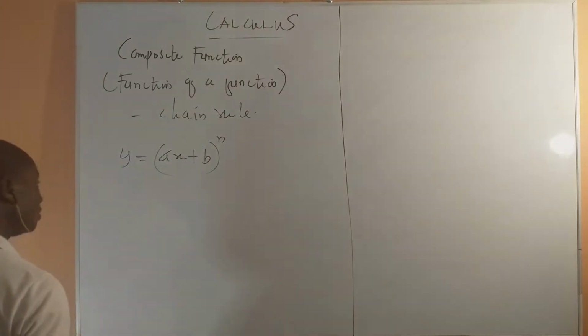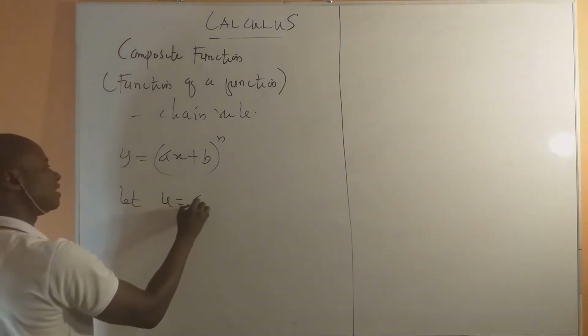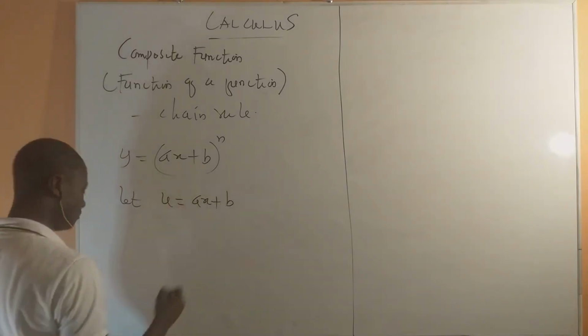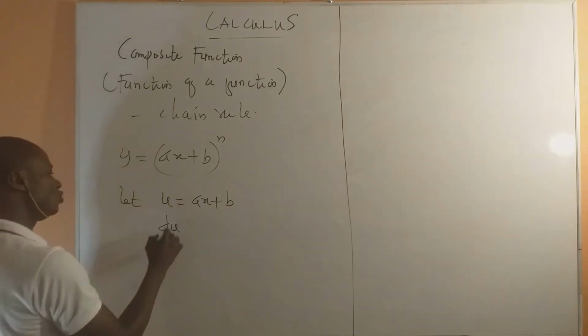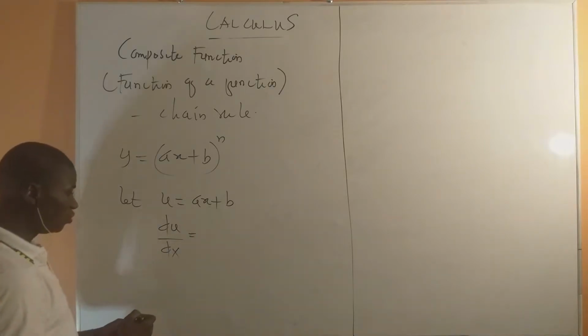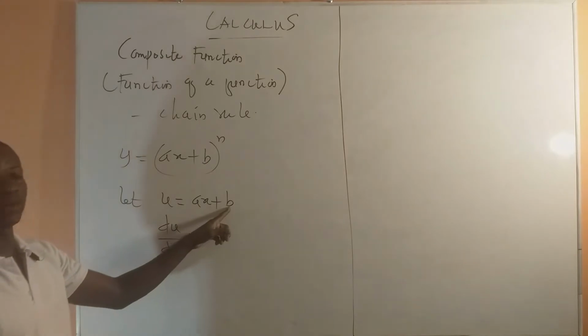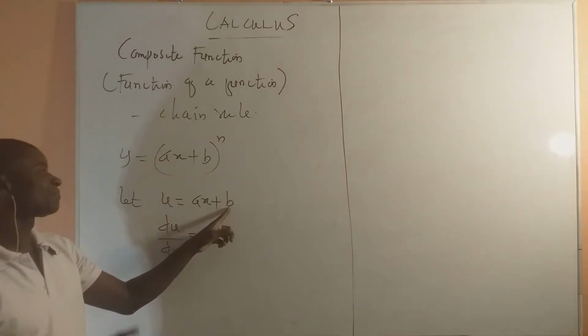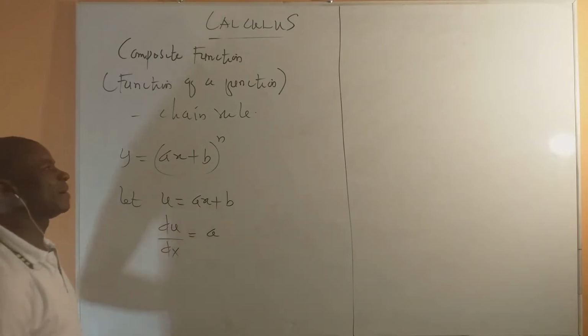So what we do is, you let u be equal to what you have in the bracket, that is ax plus b. Then you differentiate this u with respect to x, and when you differentiate u with respect to x, you are getting a. Take note that b is a constant, and when you differentiate a constant, you are getting 0. And when you differentiate ax, you are getting a. And I guess by now you understand that.